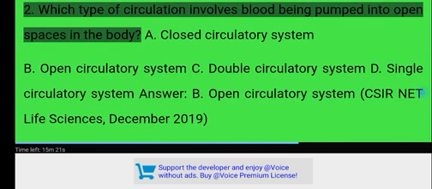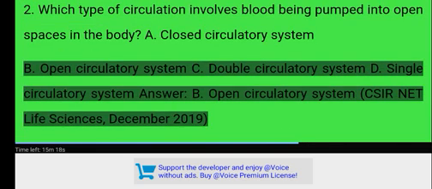2. Which type of circulation involves blood being pumped into open spaces in the body? A. Closed circulatory system. B. Open circulatory system. C. Double circulatory system. D. Single circulatory system. Answer: B. Open circulatory system. CSIR NET Life Sciences, December 2019.